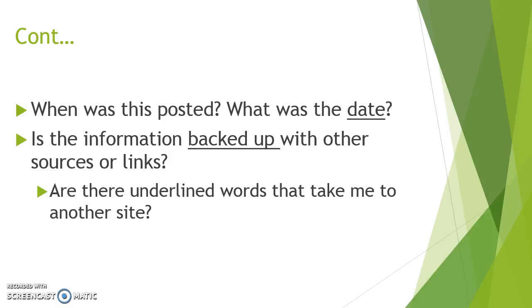Also, is the information in your article backed up with other sources or links? Sometimes your article will have words that are underlined. Click on the word, see if it takes you to a link or if it takes you to an ad. Also, they'll sometimes have works cited at the bottom, just like how you cite the sources that you use in your articles. The website does that as well to show whether or not it is accurate and up to date.